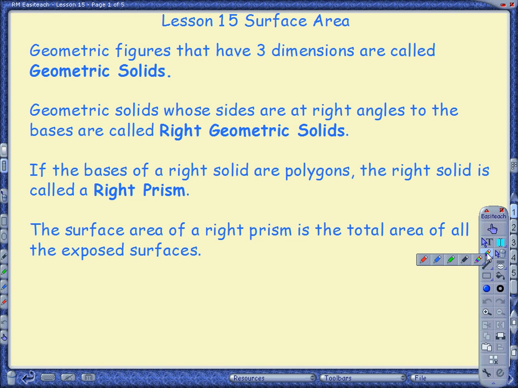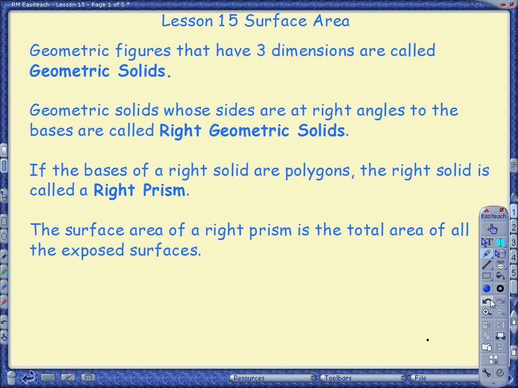Lesson 15 is about surface area. Geometric figures that have three dimensions are called geometric solids. Geometric solids whose sides are at right angles to the bases are called right geometric solids.